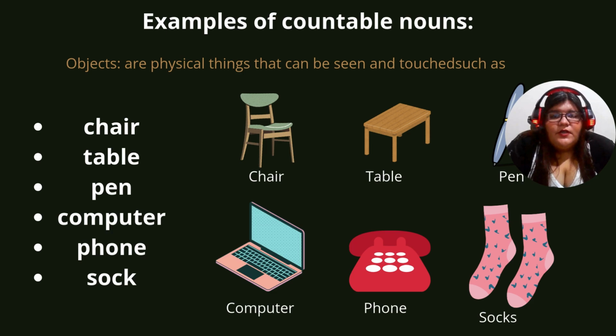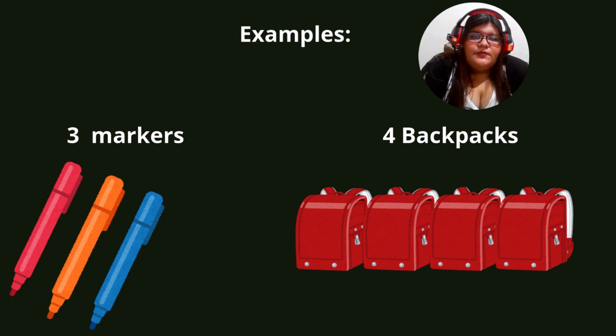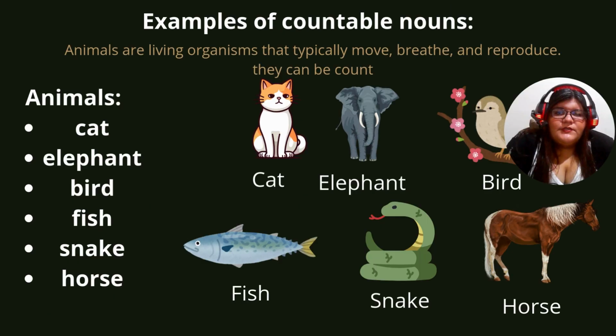but imagine if you count the phone of your mom, of your dad, of your brother, they are like, what, four or five in the house. Then we have socks, right? Remember, countable nouns are things that we can count. For example, I can say, here are three markers, right? I have four backpacks. Then we have more examples of countable nouns.